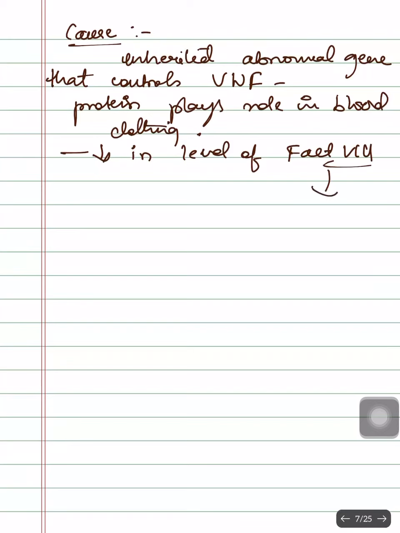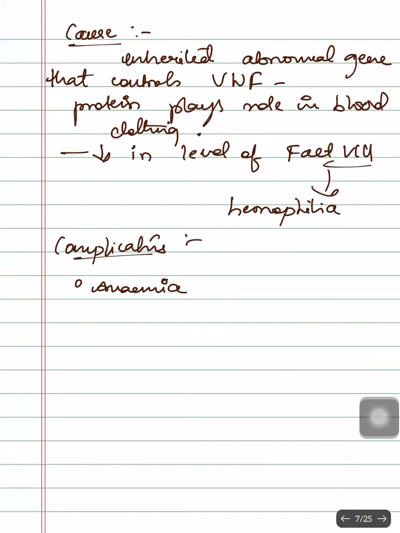Complications of this. There is a decrease in the level of factor 8, and also you will see hemophilia factor 8 levels. Even you will be seeing it in hemophilia. Next, coming to the complications of von Willebrand disease. Rarely, von Willebrand disease can cause uncontrollable bleeding, which can be life-threatening. There are certain other complications, which are anemia, and also swelling and pain.